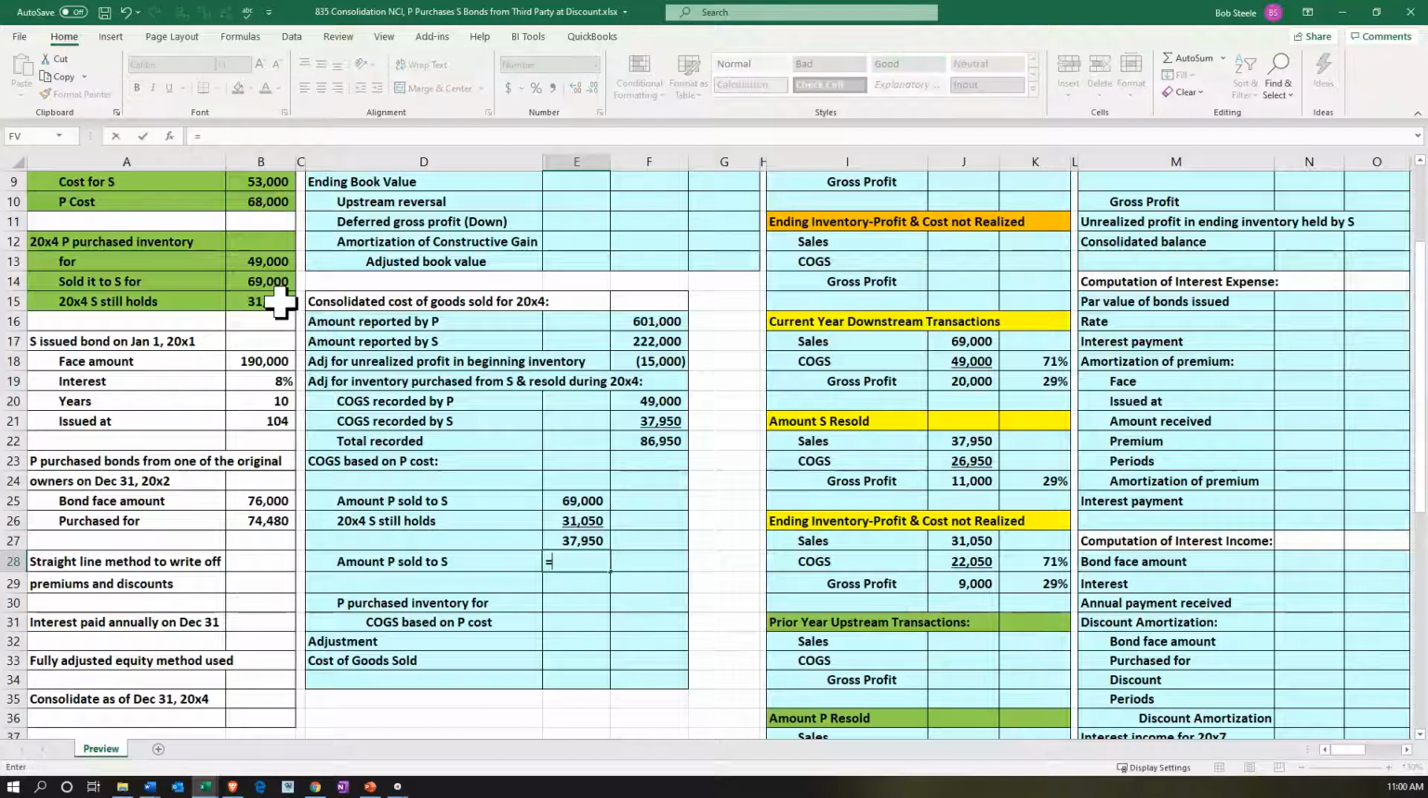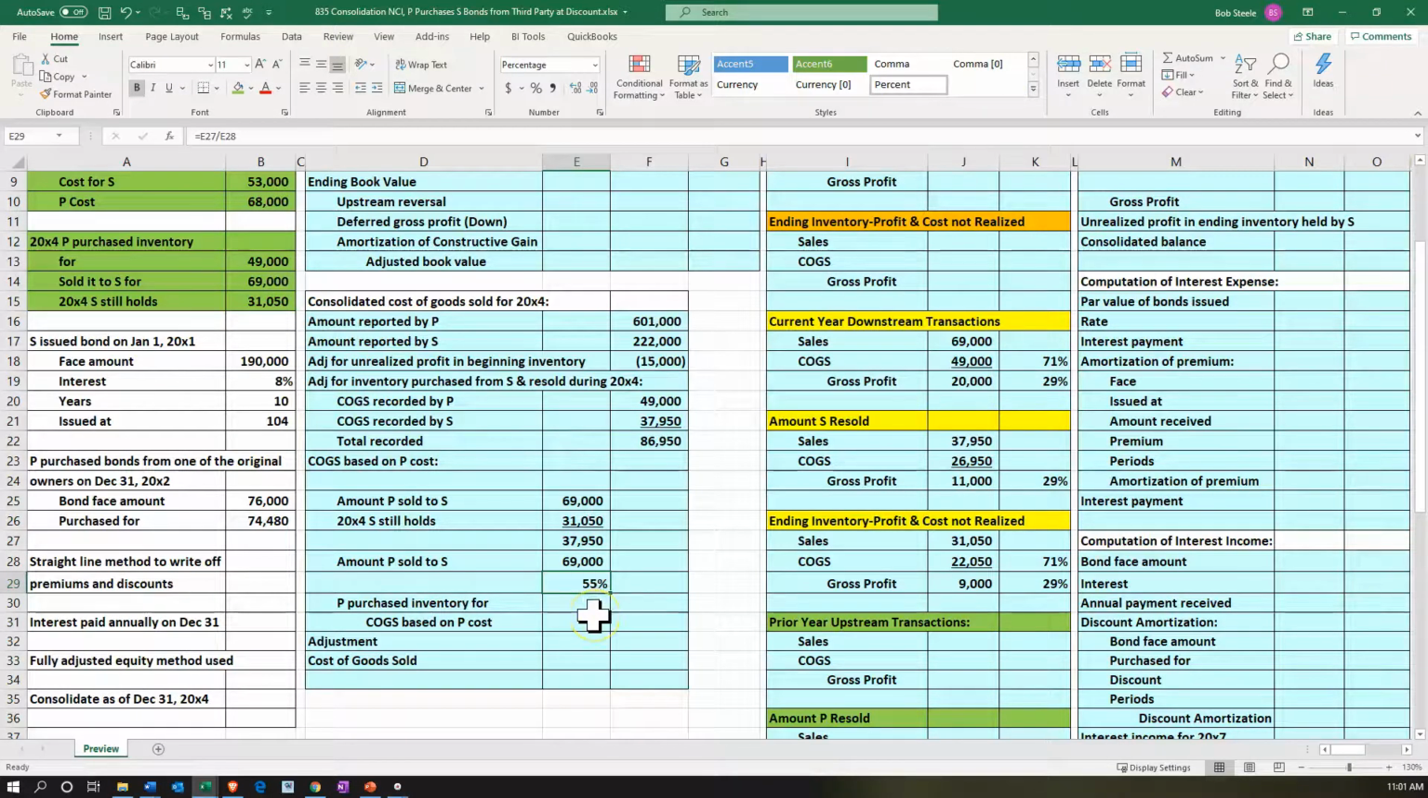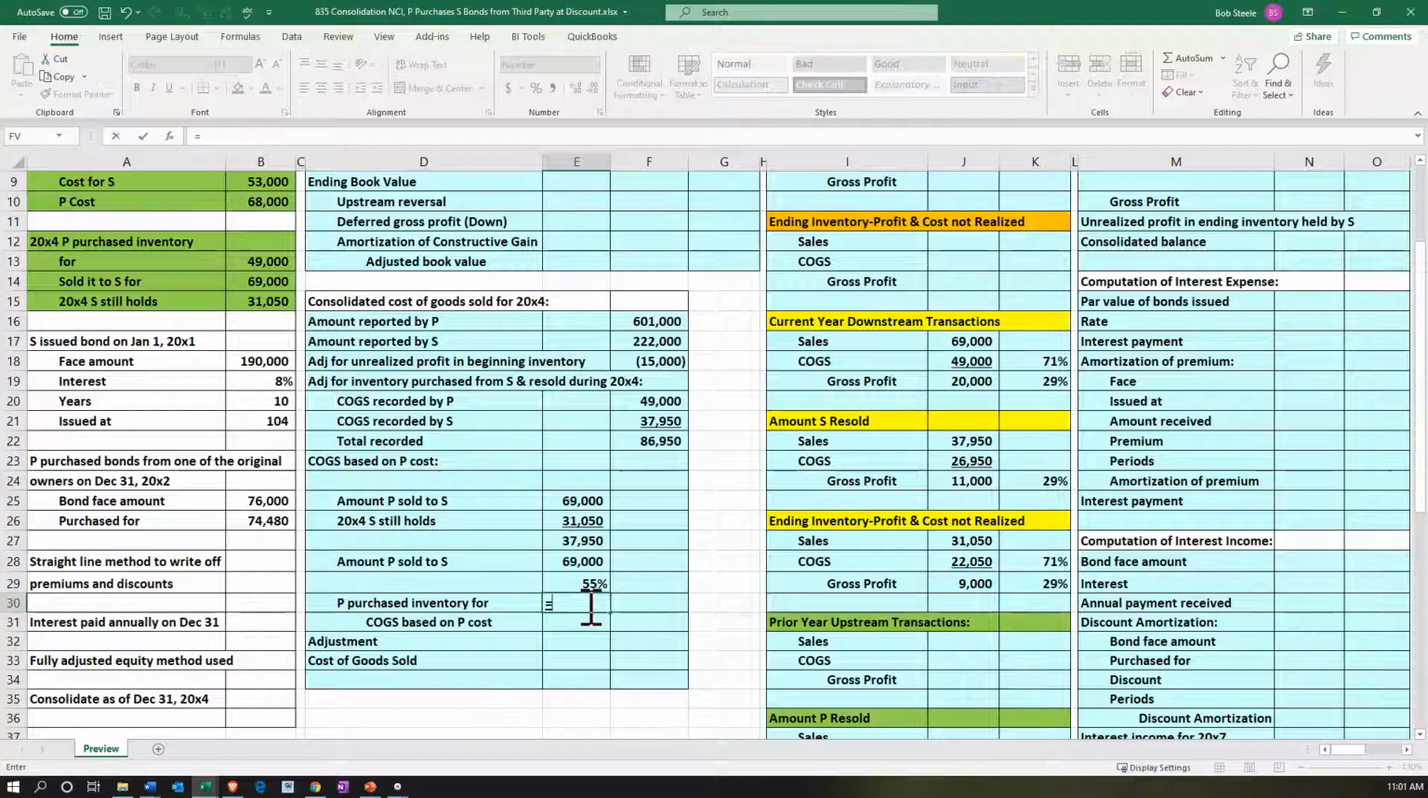So I'm going to take the amount P sold to S once again, and we're going to take a percentage then. A percentage of, this is going to be equal the 37,950 divided by the 69,000. That's going to give us our 55%. So in other words, this is the percentage that was sold at basically the sales price. And so now we want to take the original cost, which was the 49,000, and we're going to take our 55% of that 49,000. So the original cost is going to be the 55% times the 49,000. That's going to give us our 26.